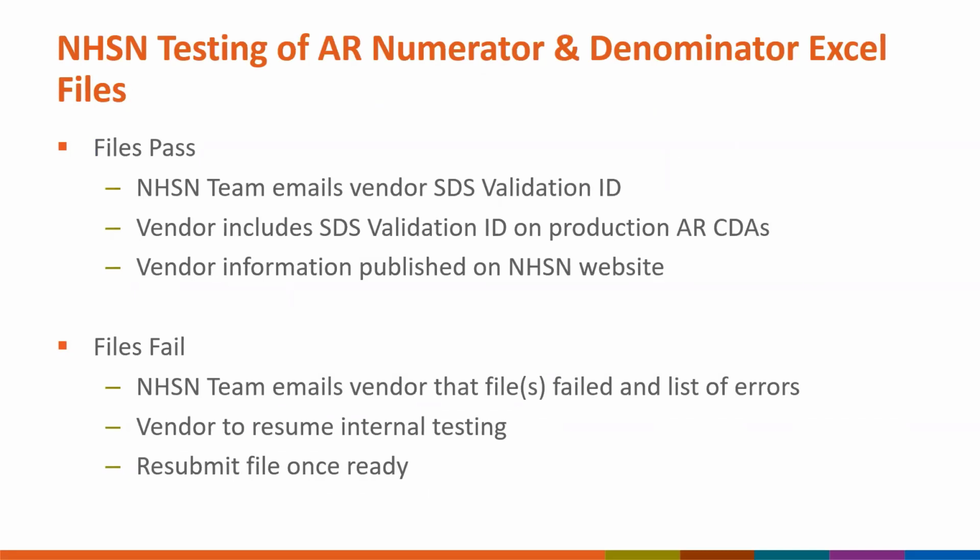If the Excel file passes, we'll send an email containing the SDS validation ID to be added to your production AR CDA files. Of note, while you'll use the same vendor OID for both AU and AR files, you will receive a separate AR-specific SDS validation ID. However, that AR-specific validation ID will be used for both your AR event and your AR denominator files. Additionally, your vendor name and software version will be posted on our public-facing webpage.